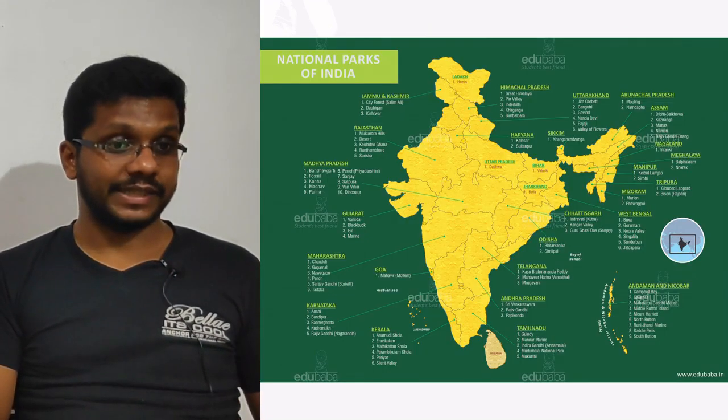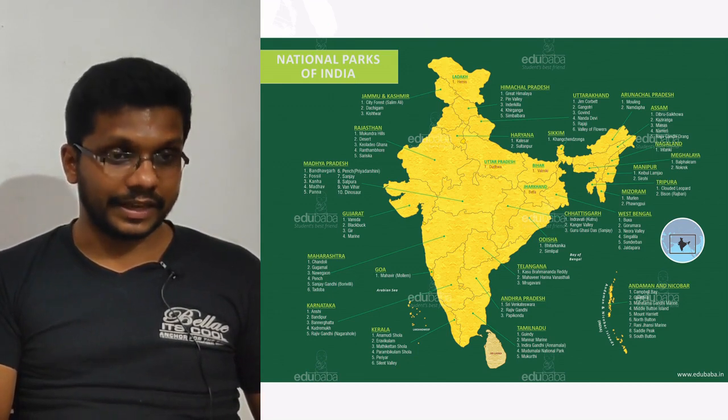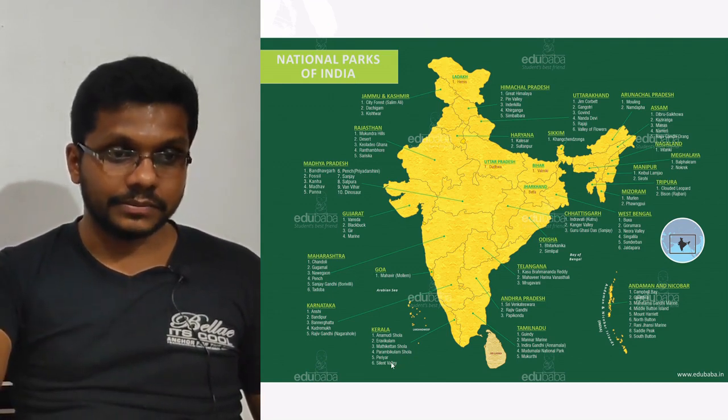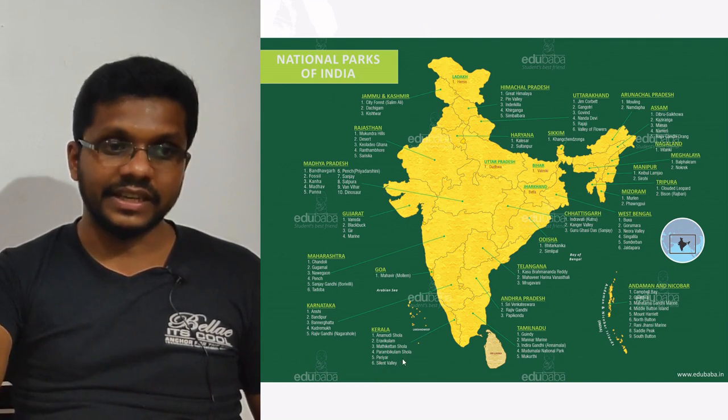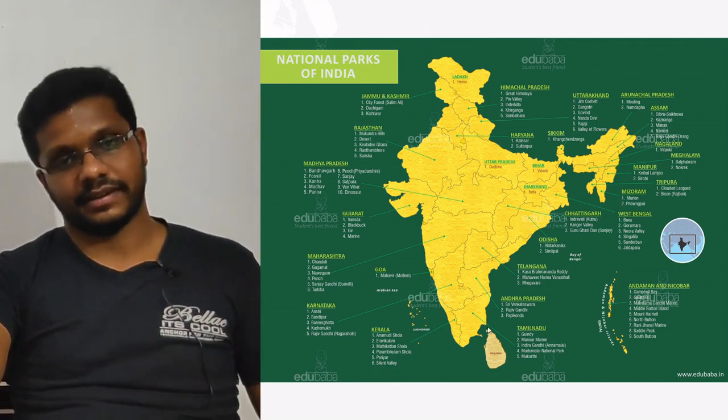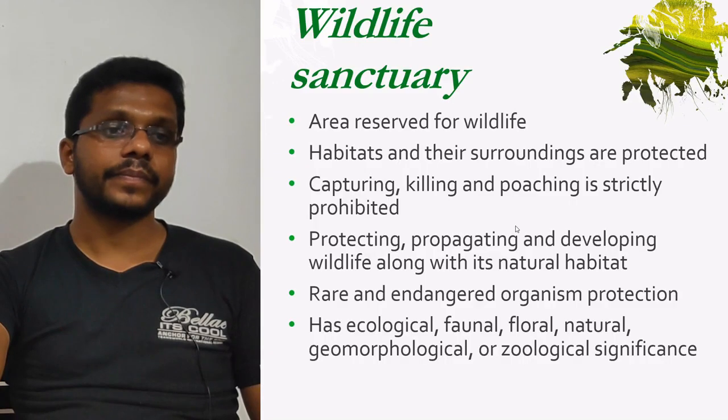In India, we have several national parks. In Kerala also we have many. Eravikulam, then Silent Valley, Periyar. These are all national parks in Kerala. So in India, you can find many.